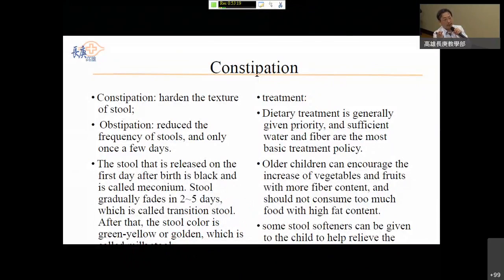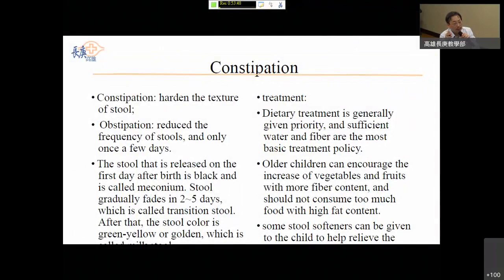And as for constipation, the treatment, mostly we will try dietary treatment first, okay? This is always given primarily. But class, always remember, when we give dietary treatment, we do not always give fiber only, okay? There are a lot of situations when the mother gives only fiber, okay?